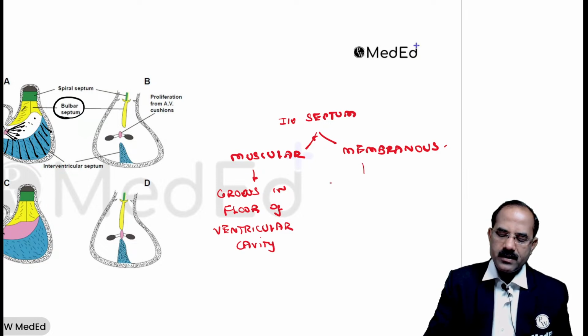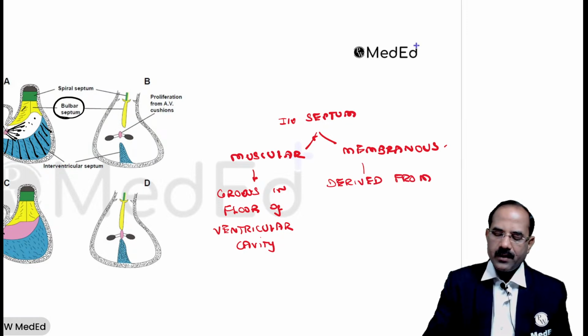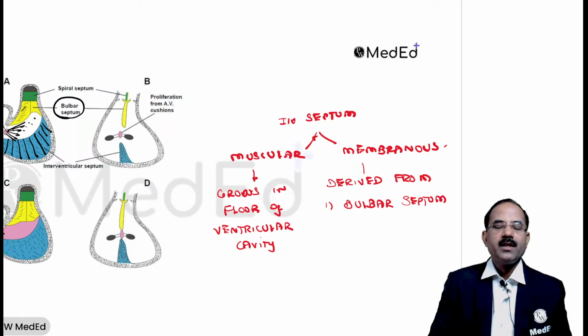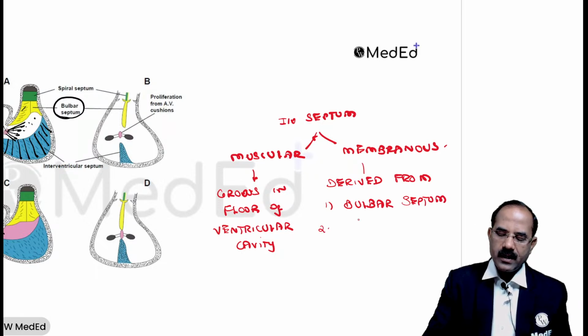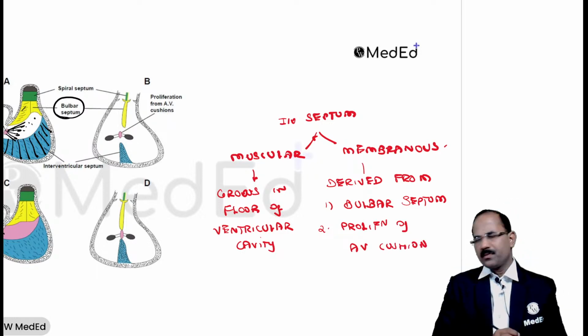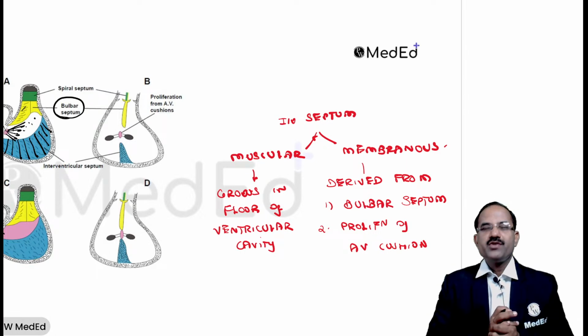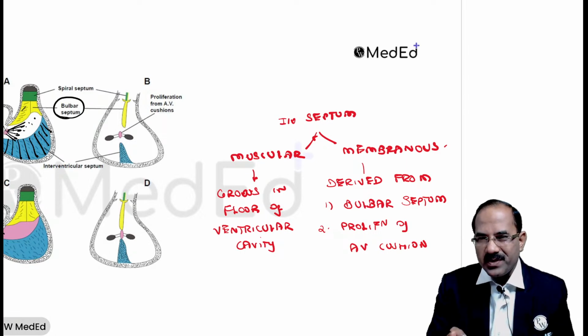The membranous part is derived from, I'm just writing this for you, this is important, derived from one, bulbar septum. And ये bulbar septum बनता कहाँ पे? Where is it formed? In the conus. And second is proliferation of AV cushion. Perfect. I hope I'm clear to all of you students.